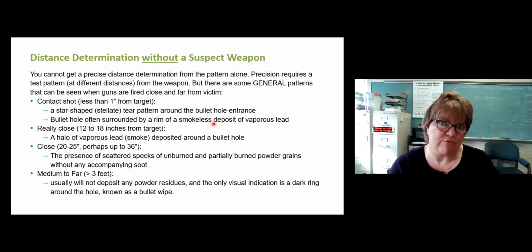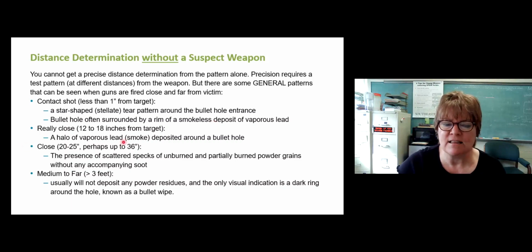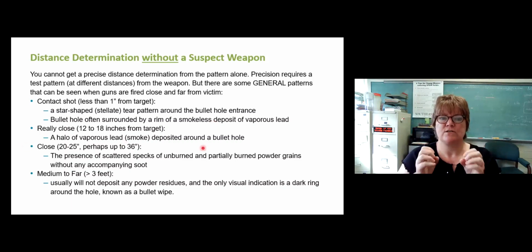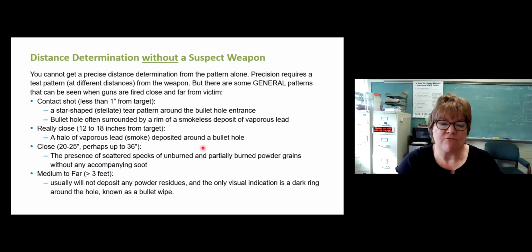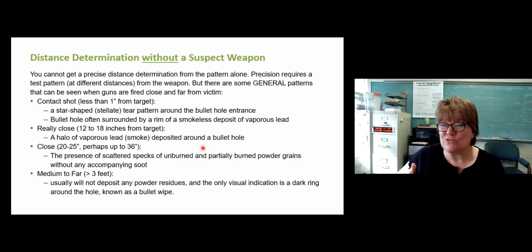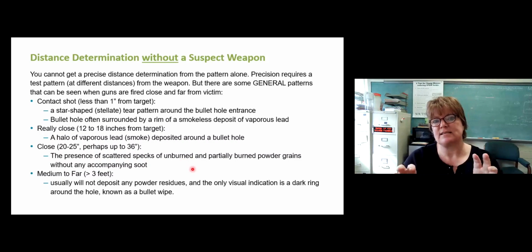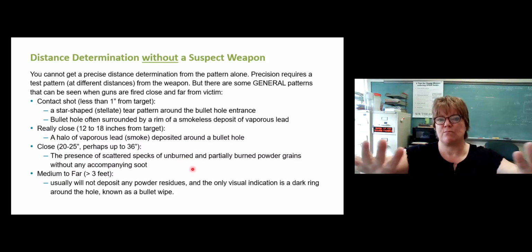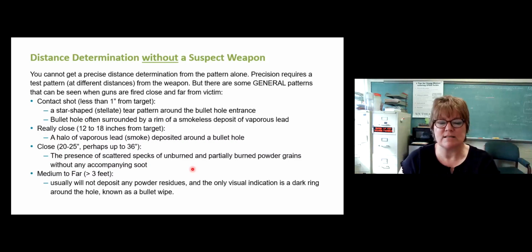If it's pretty close, like a foot away, you'll tend to get a halo of that vaporous lead smoke. A lot of that stuff coming out is still there, but it's less of a tight rim and more of a general halo. If I'm close, but not quite that close, probably at the 2 to 3 foot distance, and again, these are very vague, I start to get spattered specks. It gets spread out a little more, so those individual specks tend to be there, and I see this speckled pattern over a bigger area, not a specific spot.